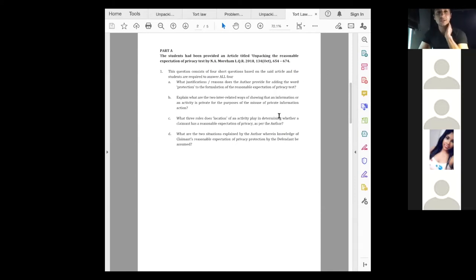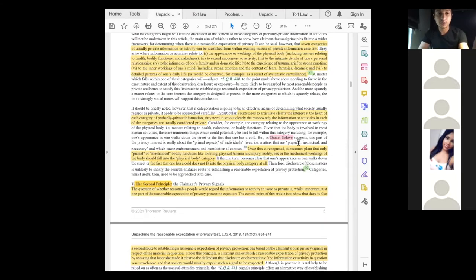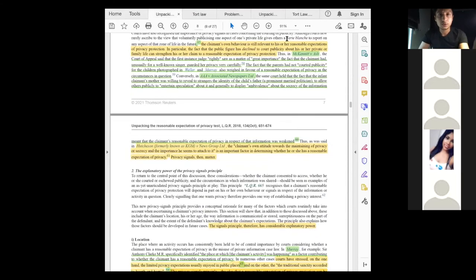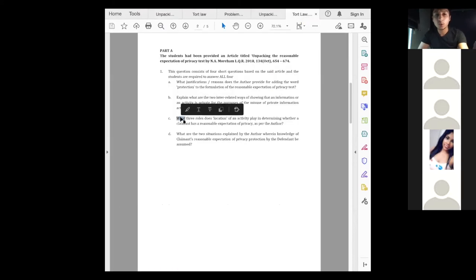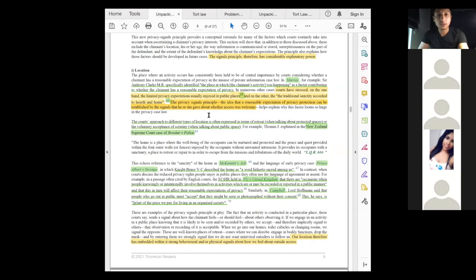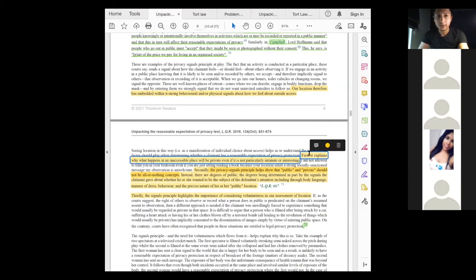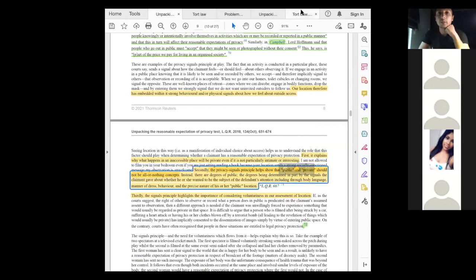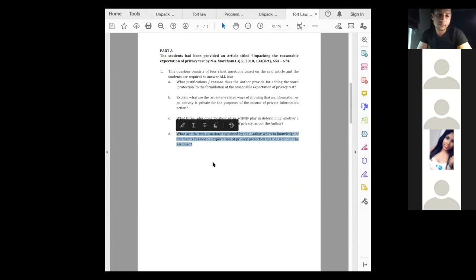Okay, should we move on to the C part? What three roles does location play? We have already answered this. The three roles that the location of an activity plays in determining whether a claimant has a reasonable expectation of privacy, as per the author. The examiner asks what three roles, so you just have to cite those three roles. These are the three roles that the location plays. It explains why what happens in an accessible place will be private, and these three we have already talked about.